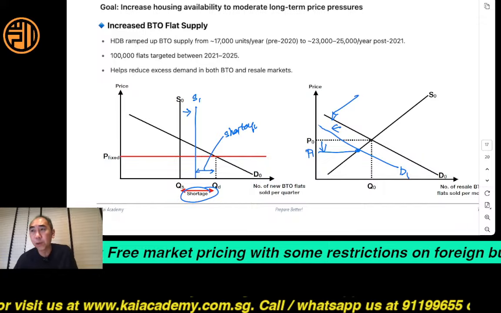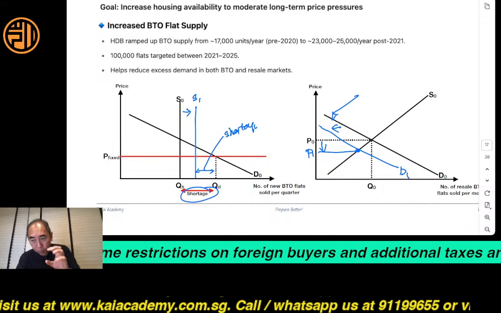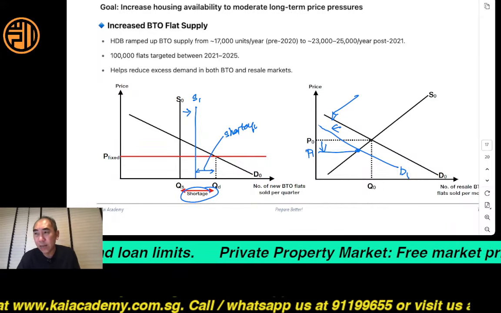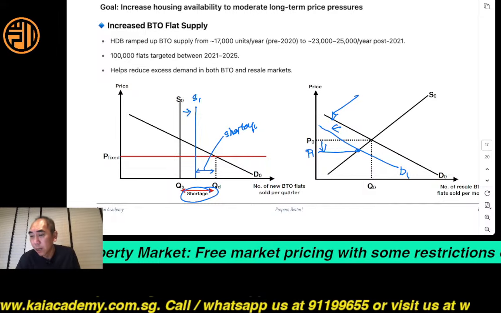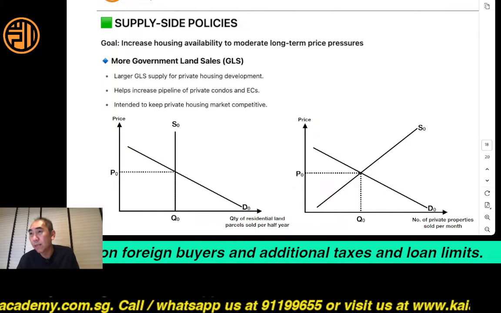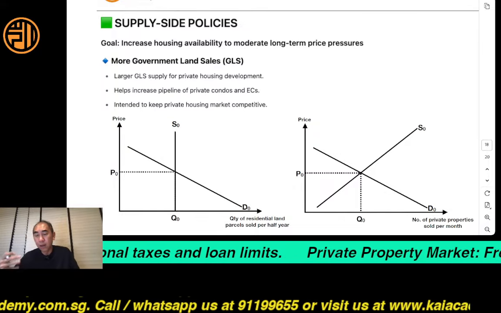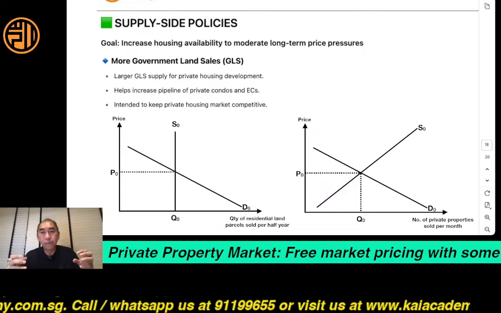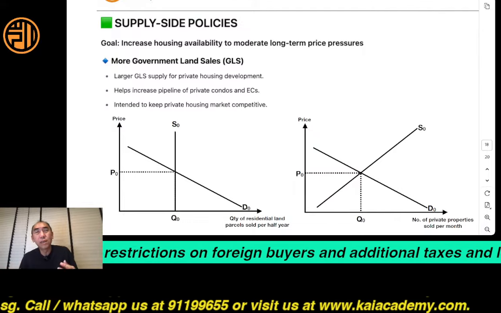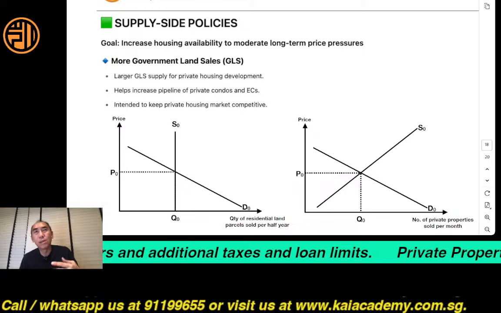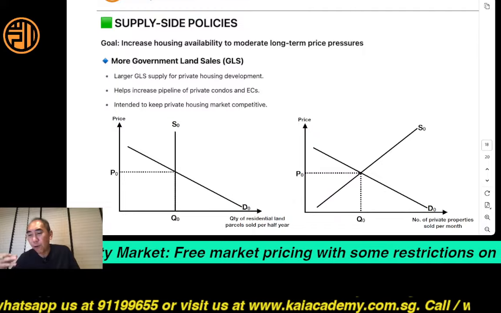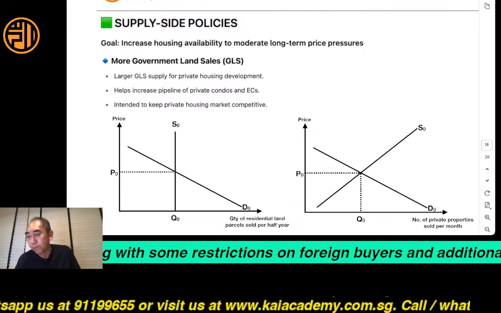So this will be how you explain the policy of building more HDB flats. So that's the way you present this. Now looking at another supply side policy the government can use, what we call government land sales. What government land sales does is when the government increases the amount of land that it releases each cycle. Usually in a year, the government releases land 2 times, once in February, once in July usually, where they will release extra land for private residential property development.